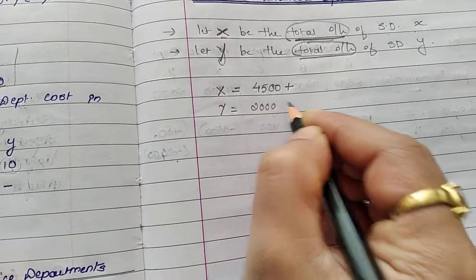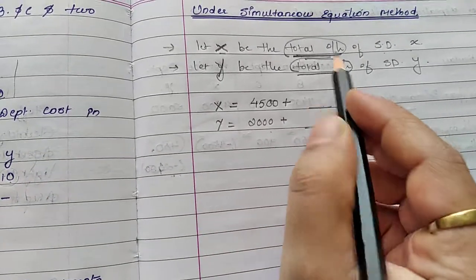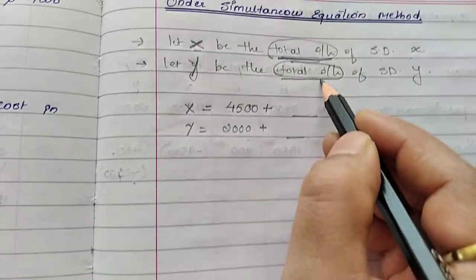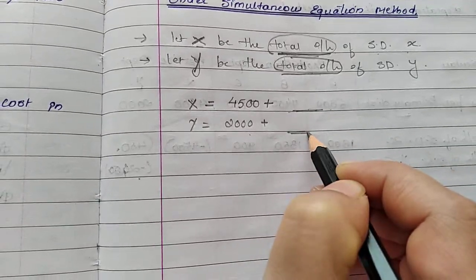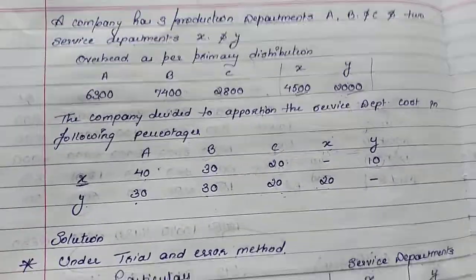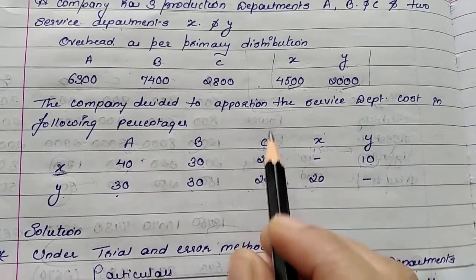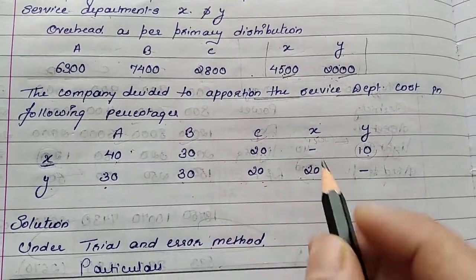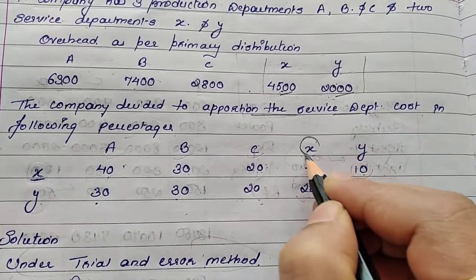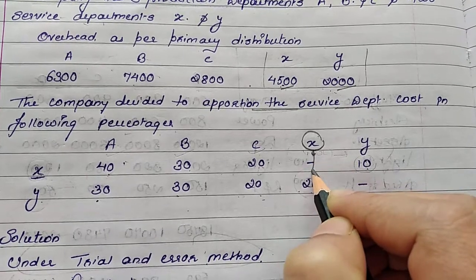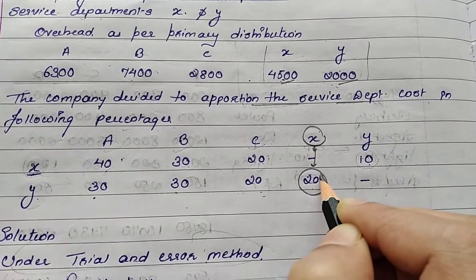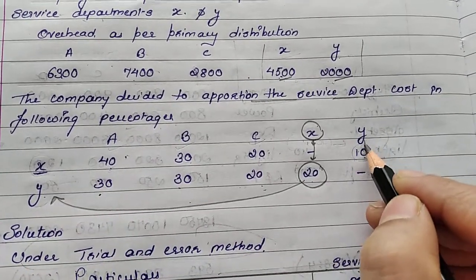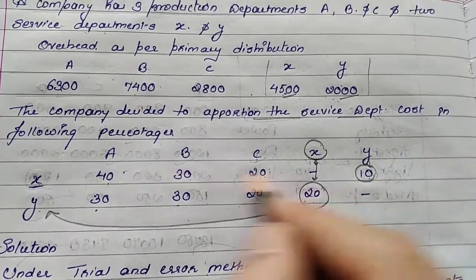Why? Because I'm talking about the total. I'm not just talking about what is given under primary distribution, I'm talking about the total. So to find the total, plus that something, I have to go to the second table provided here, which talks about the apportionment of service department cost in the following percentages. This table tells me that X is getting 20% from whom? From Y. Similarly, Y is getting 10% from whom? From X.